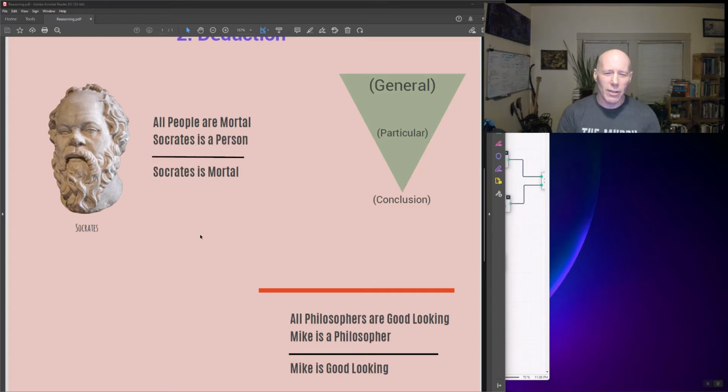So, for example, I got a good example for you here. All philosophers are good looking. Obviously, all philosophers are good looking. Mike, me, is a philosopher. You could finish it, right? If all philosophers are good looking, Mike is a philosopher. It follows from the necessity of the structure you've set up that Mike is good looking.